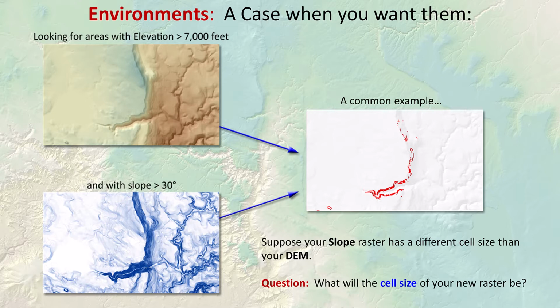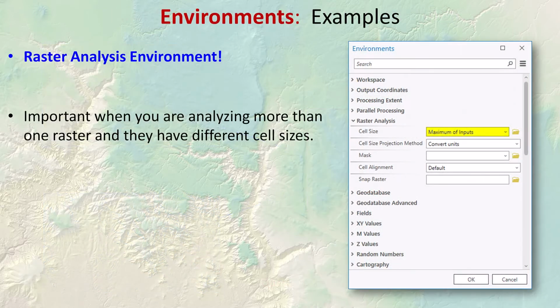This slide shows a fairly typical question you might ask. If you have an elevation raster and you have a slope raster and you just want to know what parts of the landscape are above a certain elevation and have a certain slope range, it's a pretty simple analysis, but it gives you a new raster that tells you where those conditions are met. And the question becomes, well, if your initial data sets had different cell sizes, what cell size will the new raster have? So this cell size parameter lets you specify that value.